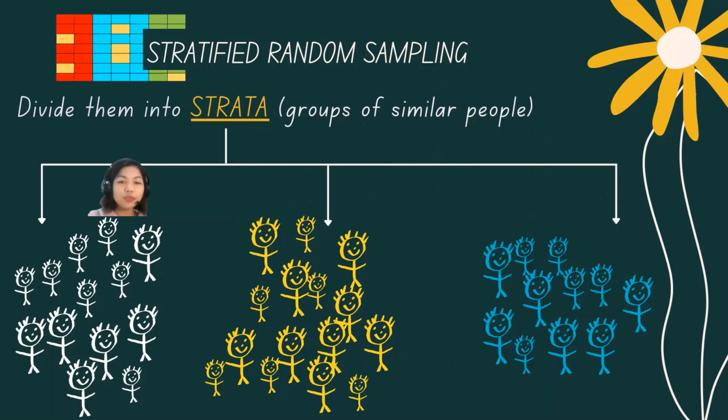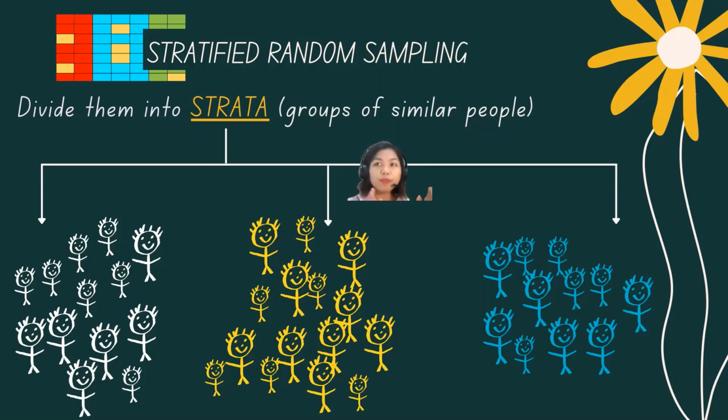Ito yung ating stratum 1, the second stratum, and the third stratum. So, similar na po sila. So, ano ba yung mga real-life experience ng stratified random sampling? Kunwari, sa Philippine population, kung gusto mong kumuha ng sample ng mga taong na-vaccinate na, ano yung gagawin mo?